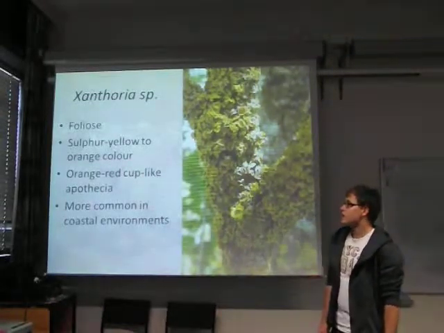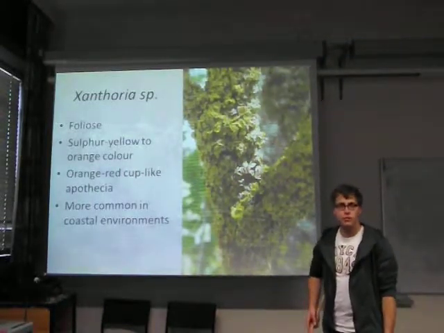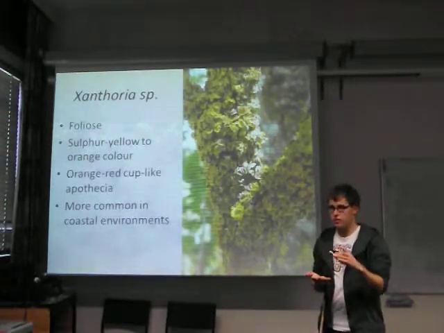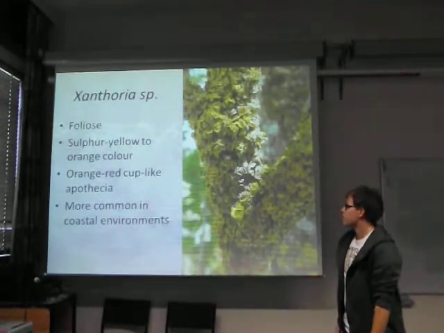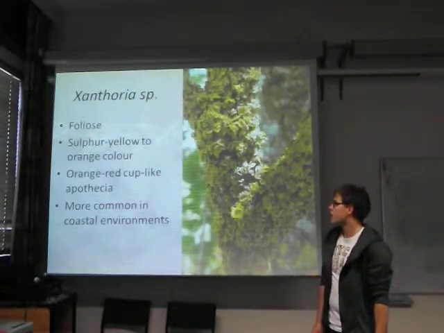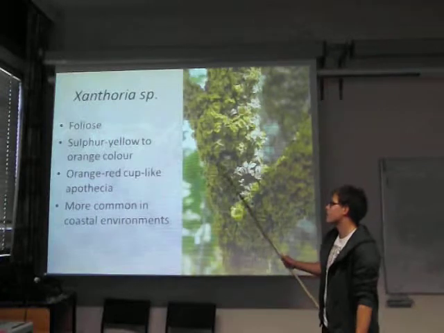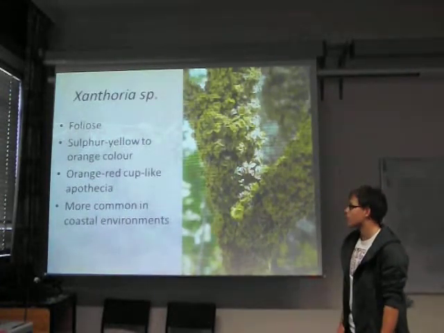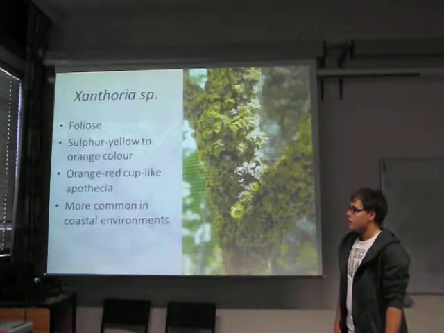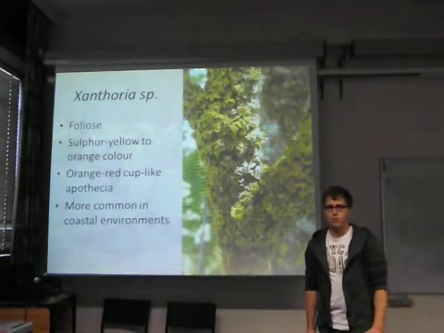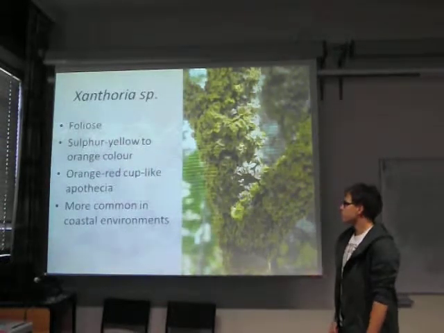The third species is Xanthoria, which is foliose. Instead of being fruticose, like a bush, this one is flat, but it's not a crust. It's pretty distinctive in that it's sulphur yellow to orange coloured, and it's got the same apothecia that Ramalina has, except these are more distinct, a lot brighter orange. It's more common in coastal environments, but it is pretty common across almost every environment.